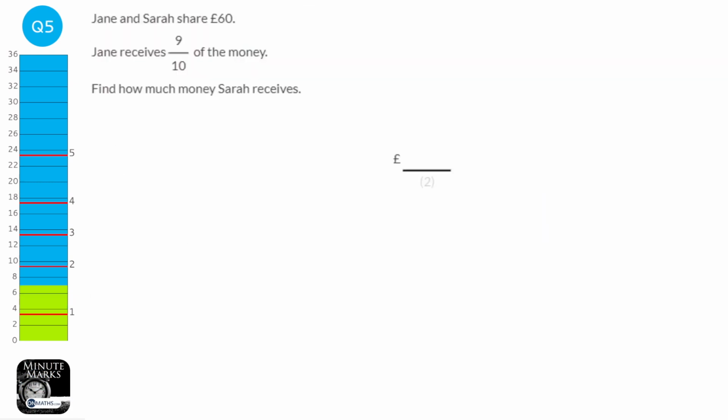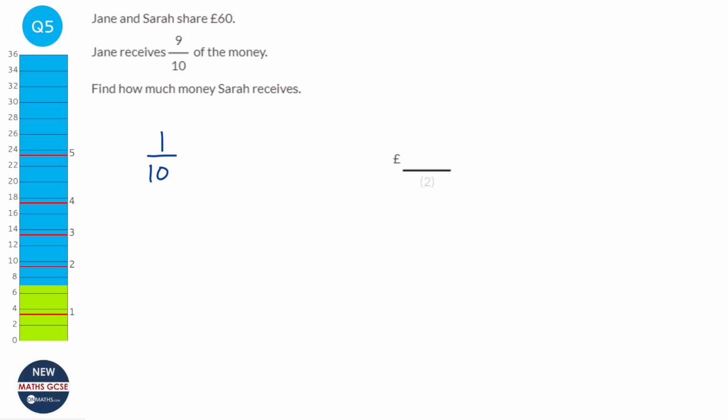The first thing we need to work out is the fraction that Sarah will receive. Well, if Jane receives 9 over 10, then that just leaves how much of the numerator to match the denominator. So 9 plus 1 is 10, so it leaves 1/10 left for Sarah to have. And the reason that works is that the total amount needs to add up to 1, and 9 over 10 plus 1 over 10 is 10 over 10, which is just 1.